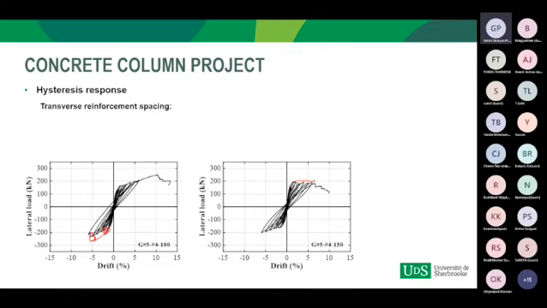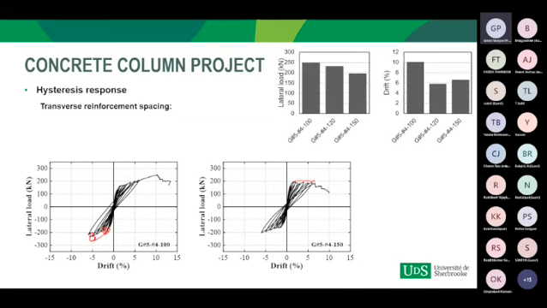This can also be seen in the maximum lateral load capacities. Here you can see the lateral load capacity attained by the column with 100 millimeter spacing was higher than the lateral load capacity attained by the column with spacing of 150 millimeter, and similarly for the drift.